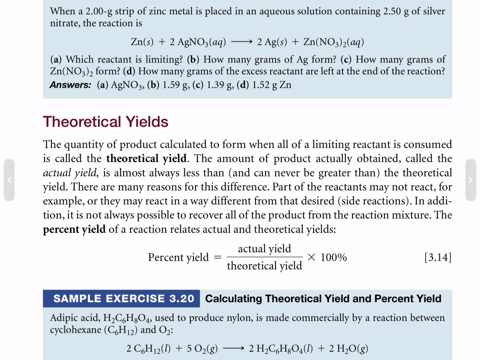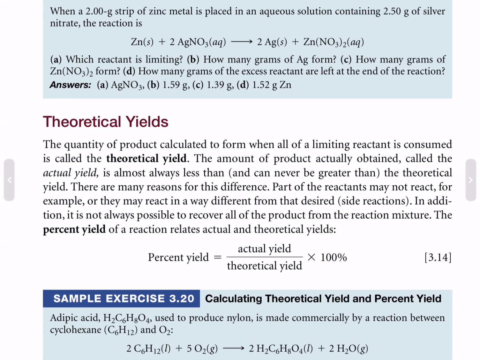Theoretical yields. The quantity of product calculated to form when all the limiting reactant is consumed is called the theoretical yield. The amount of product actually obtained, called the actual yield, is almost always less and can never be greater than the theoretical yield. There are many reasons for this difference. Part of the reactants may not react, for example, or may react in a different way than desired. These are called side reactions. In addition, it's not always possible to recover all the product from the reaction mixture.